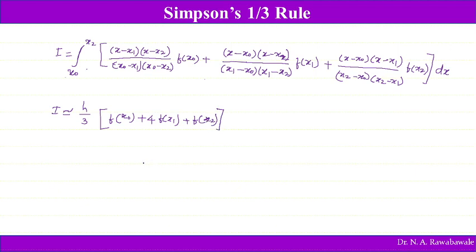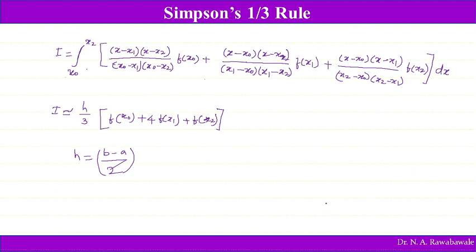So for this case h is nothing but b minus a divided by 2. In the previous case h was equal to b minus a divided by n. So here b minus a divided by 2 is taken as h. So this is Simpson's one-third rule.